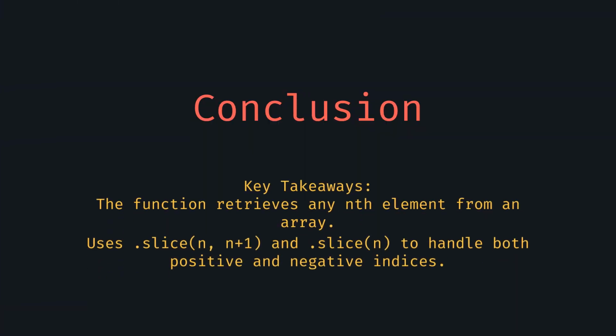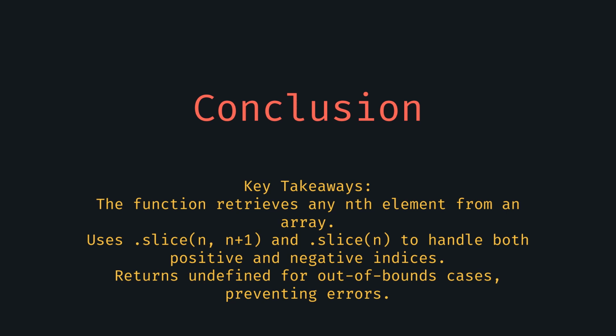This wraps up our lesson. We've learned how to retrieve elements from an array dynamically, using positive and negative indices, ensuring that data is accessed safely even when the index is out of bounds. Try using this method in your own applications to handle pagination, user selection, or dynamic filtering effectively.